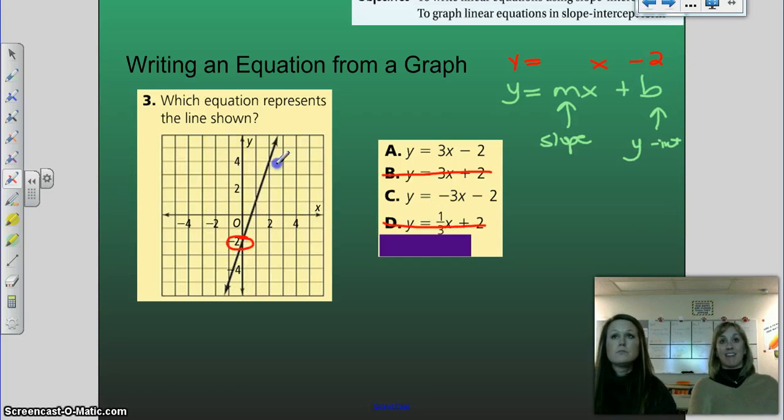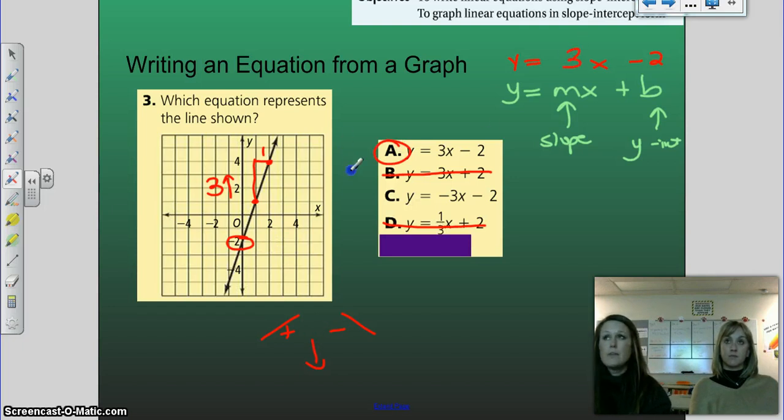Well, I see that my line is positive. It's going up, so it's a positive slope. So my answer has to be A. That's true. But I also want to reiterate that you can also find 2 points on your graph and find the rise over run. So it goes up 3 and it goes over 1. That would put me with a 3 right there. Okay, that matches.